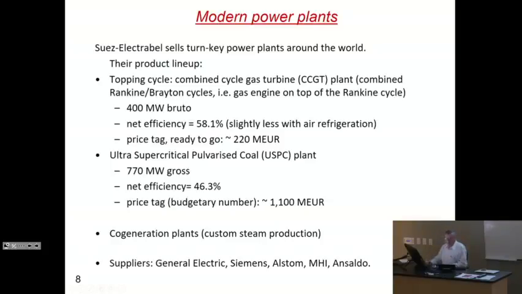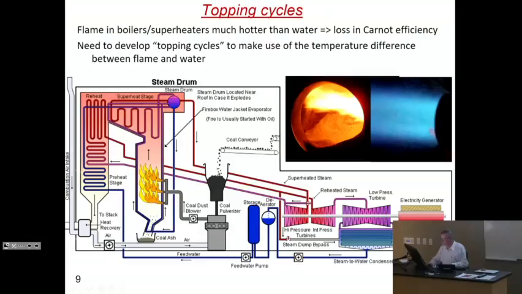Now, very often nowadays, there are either plants with topping cycles or cogeneration plants where you use the heat produced for other useful functions. And typical suppliers of parts for power plants are General Electric, Siemens, Alstom, and companies that I don't remember what they are. All right. So what is a topping cycle?